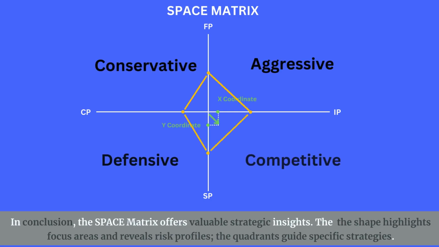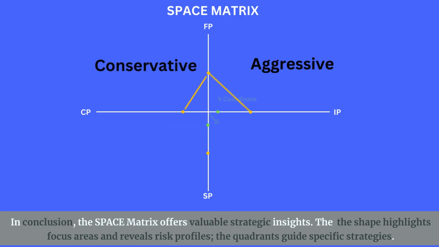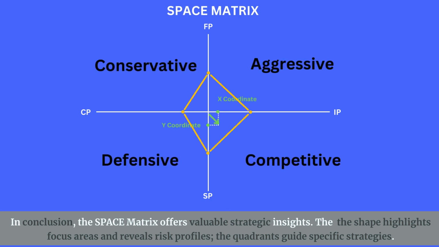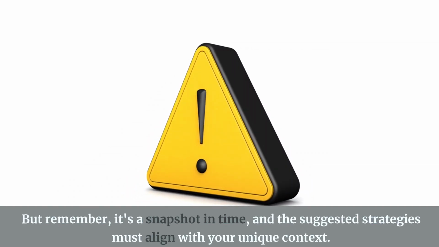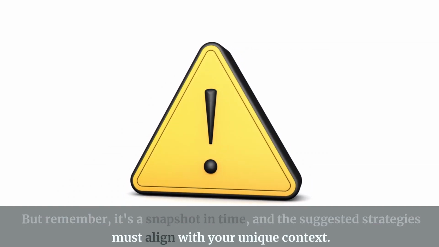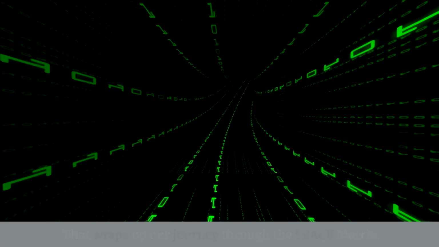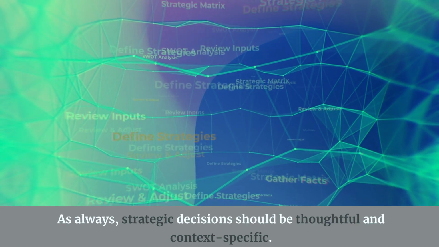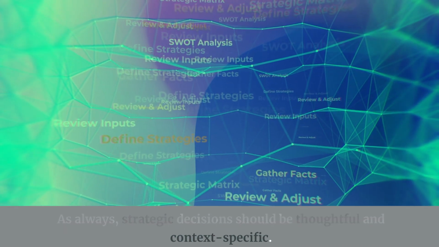In conclusion, the space matrix offers valuable strategic insights. The shape highlights focus areas and reveals risk profiles. The quadrants guide specific strategies. But remember, it's a snapshot in time, and the suggested strategies must align with your unique context. That wraps up our journey through the space matrix. As always, strategic decisions should be thoughtful and context-specific.